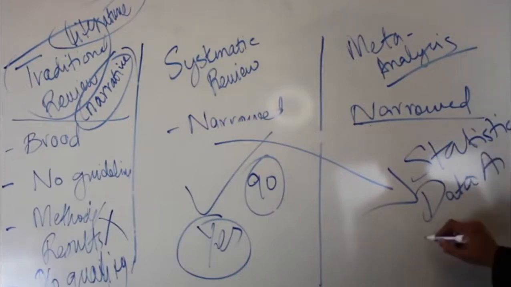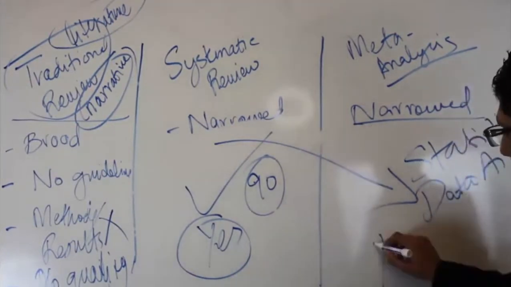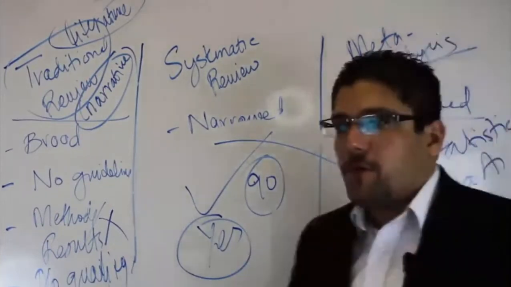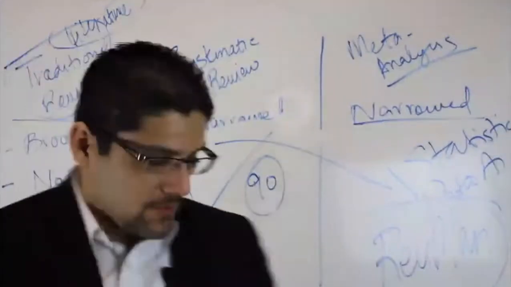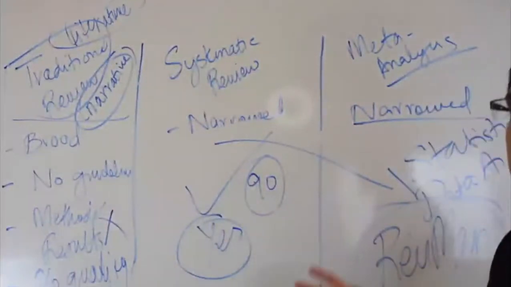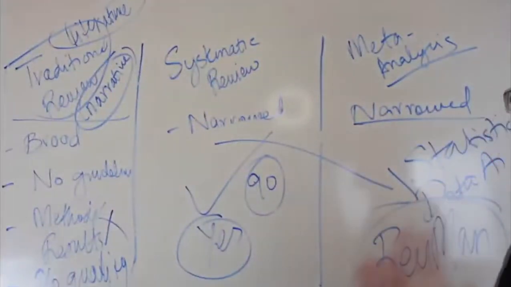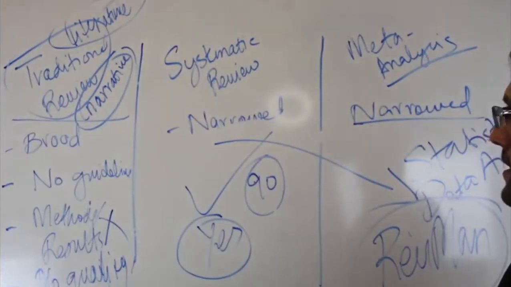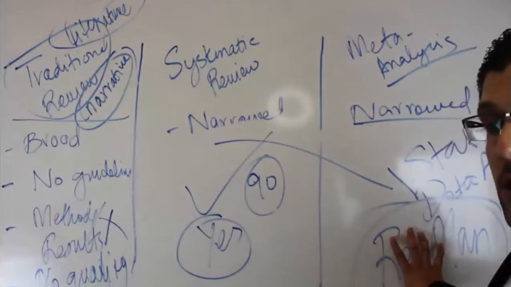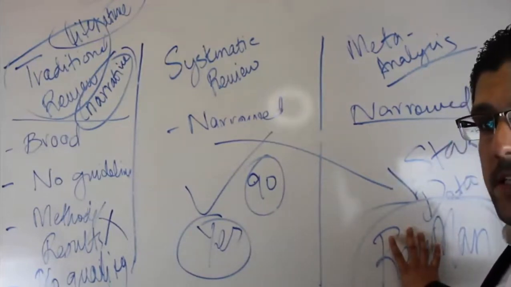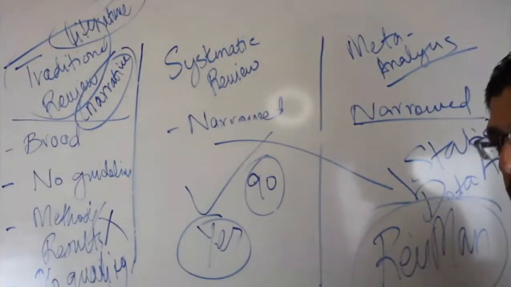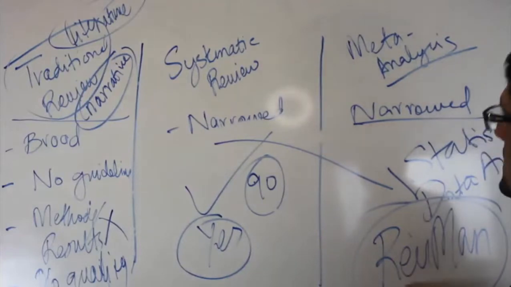Statistical data analysis through a software. And what is the most common software? Review Manager. Review Manager is the most common software to do meta-analysis. Most famous. There are many other softwares too. You can use any of those. People use different softwares, but Review Manager is the most famous one. I did not say that there is only one software. Remember this. Please don't confuse this. Review Manager is one of the most famous ones, but there are other softwares for data analysis, for meta-analysis.